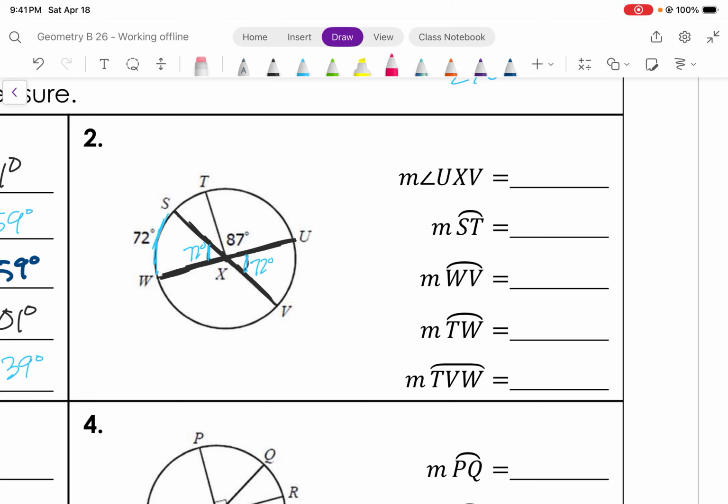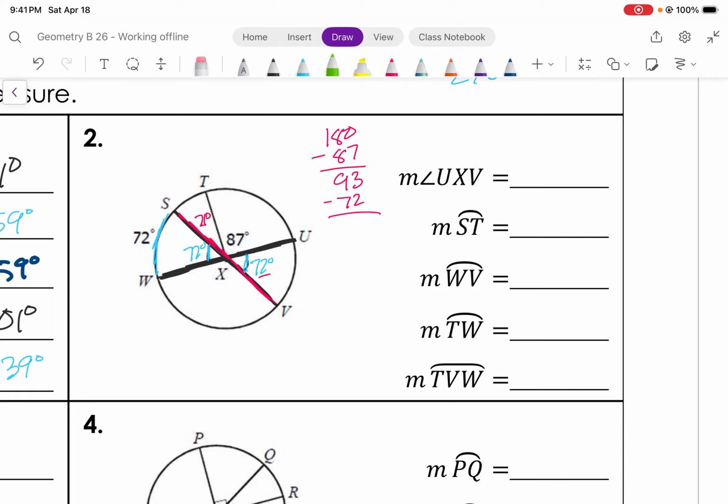72. Then if I know this is a diameter, and all diameters are 180 degrees, that means if I say 180 minus 87, and then I'll subtract the 72, I can find this section. So that's going to be 93 minus 72 more. So that means that small section right there is 21 degrees. 21 degrees right there. Okay.